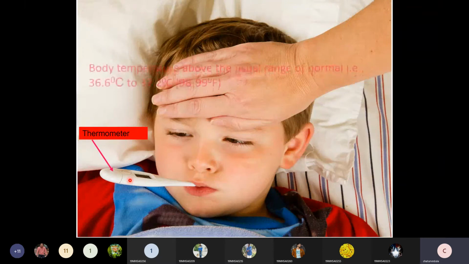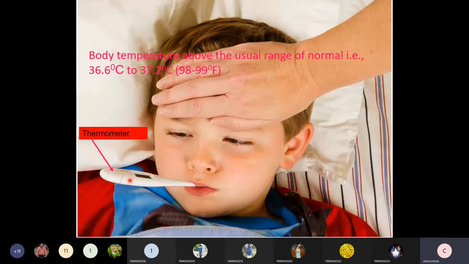So now it is 98 to 99 degrees Fahrenheit, or 36.6 to 37.2 degrees centigrade. This is the normal range of temperatures. Above that, you are going to say you are affected with some fever. That means the body is sensing that it has got some sort of discomfort with the temperature inside you.